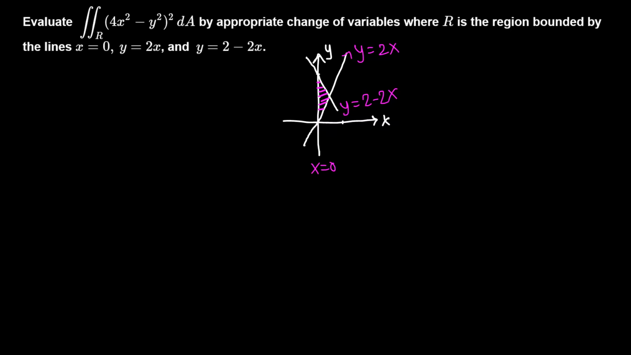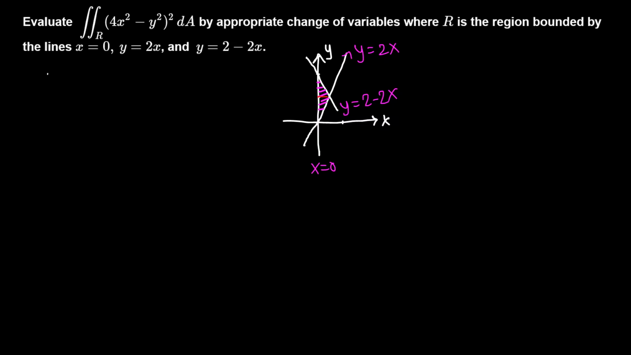Okay, and if we draw a horizontal line here, then we can divide this into two type 2 regions. But look at this integrand. This is (4x squared minus y squared) quantity squared, so it looks complicated. And we have to make an appropriate change of variables. So I want to work on the integrand and come up with the substitutions or change of variables.